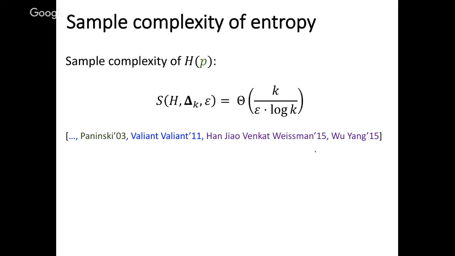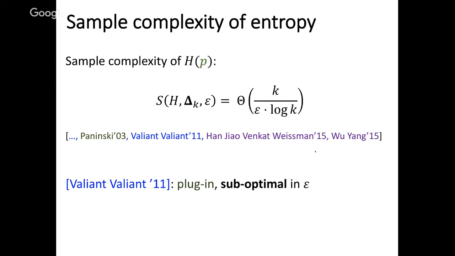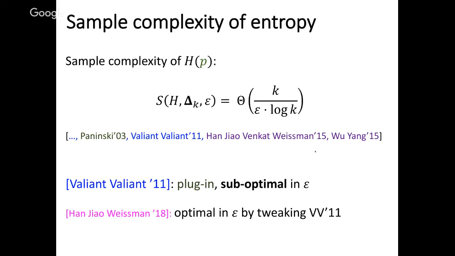Now, of all of these works, the work of Valiant and Valiant is actually a plug-in estimator. They do give an estimator that first estimates the distribution p and then outputs a plug-in. But it has suboptimal dependence on epsilon. And a paper that appeared last week, I think on arXiv, claims to have an optimal dependence on epsilon that they obtained by tweaking the estimator proposed by Valiant and Valiant.